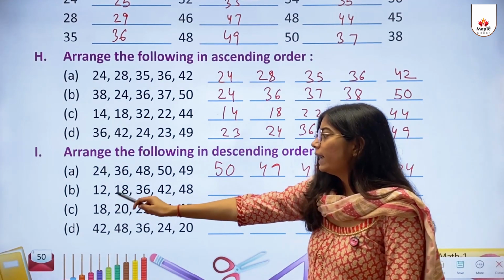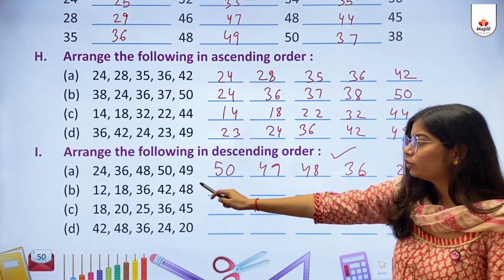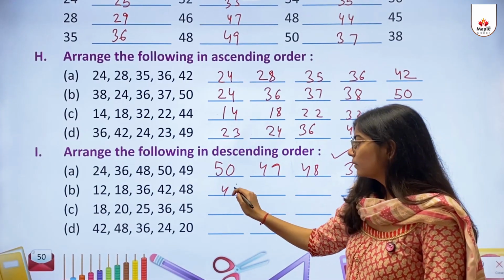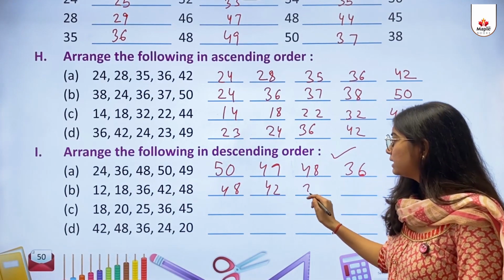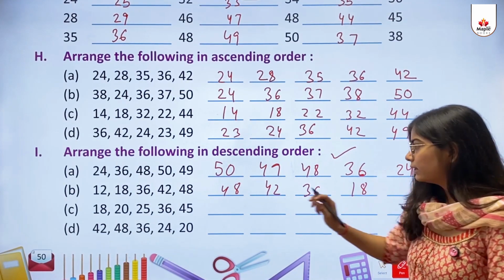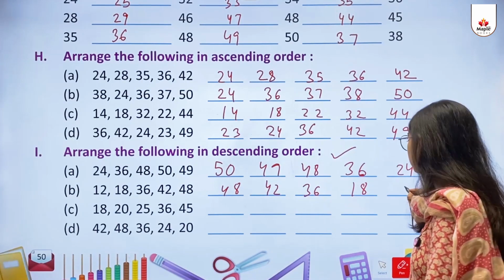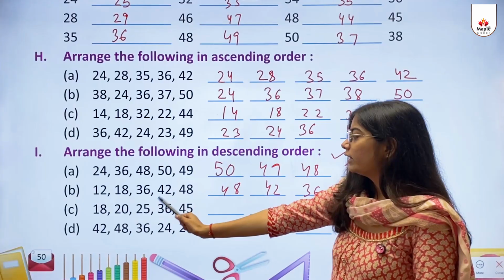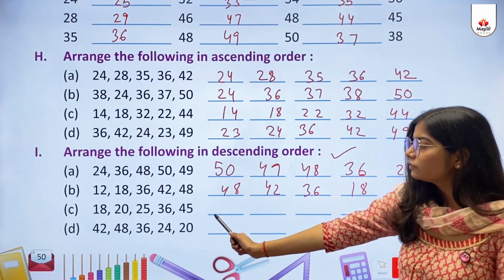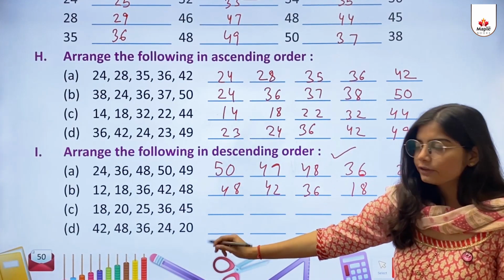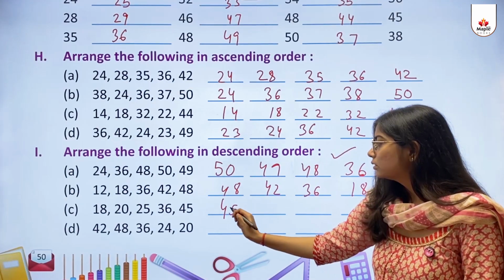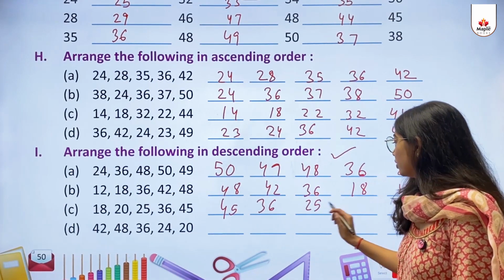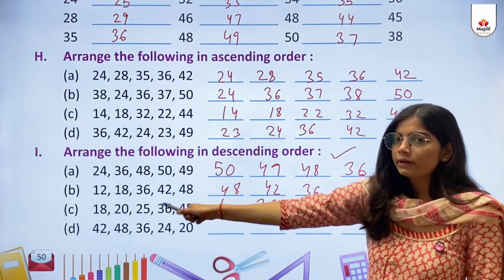Then B: 12, 18, 36, 42, 48. Now the largest one is 48. Then 42, 36, 18 and the smallest one is 12. Then C: 18, 20, 25, 36, 45. The largest one is 45. Then 36, 25, 20 and the smallest one is 18.